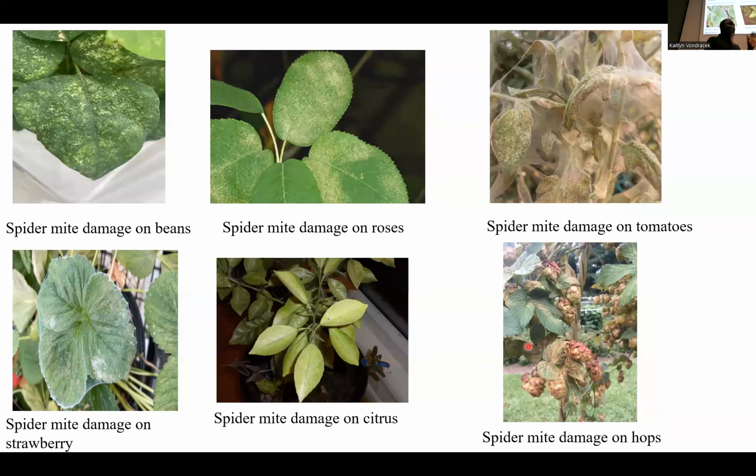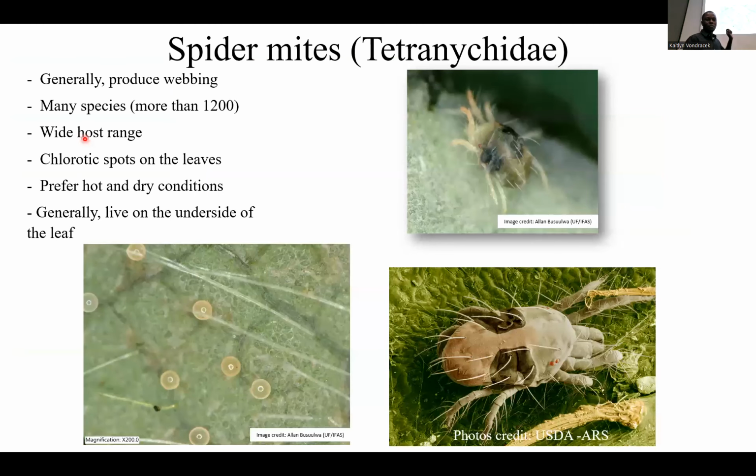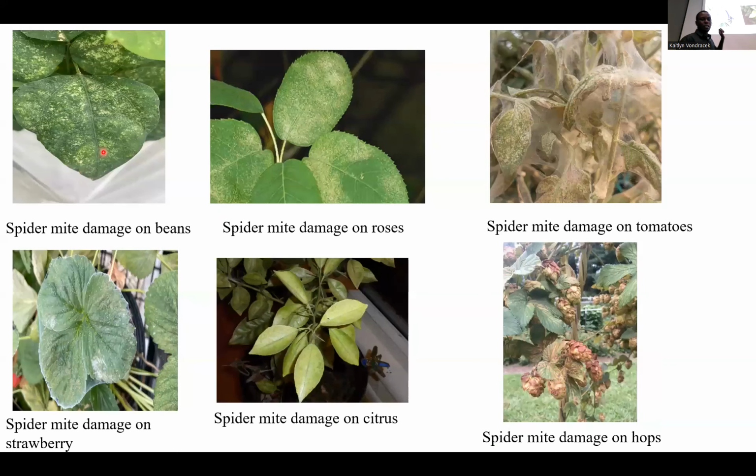So if you do a quick Google search of spider mites on plants, this is what you're going to see. I've kind of broken it down. We have the damage on a bean leaf. This is from my colony of my two-spotted spider mites. And you can see these spots that they're causing, as I talked about in the previous slide, chlorotic spots. These are the chlorotic spots. And this is kind of uniform throughout all the plants that they infest.